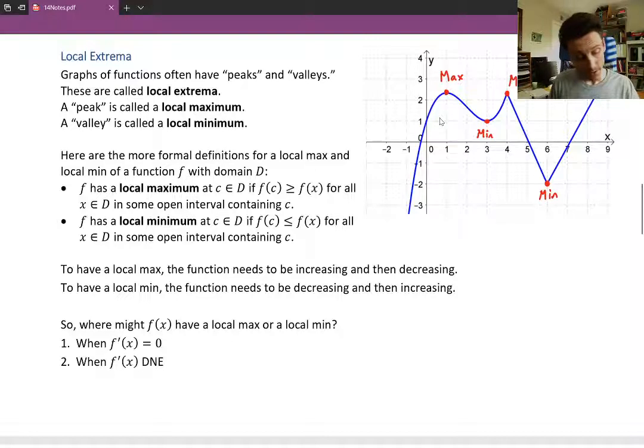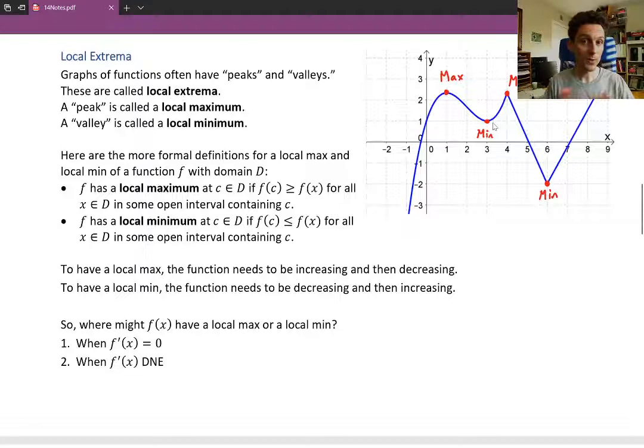Now the one thing to notice is that to have a max, the graph has to be going up, it has to be increasing on the left side, and then decreasing on the right side. So it has to be going from increasing to decreasing as you cross that max. It's really the only way you can get a max is to go up and then down. And to get a min, the only way you can get that happening is if you're going down and then up. So in other words, if you're decreasing and then increasing.